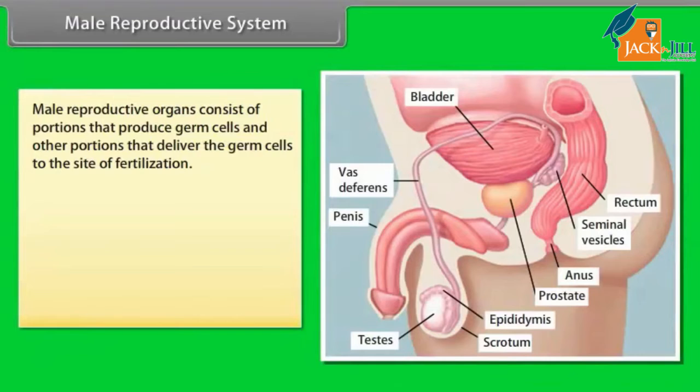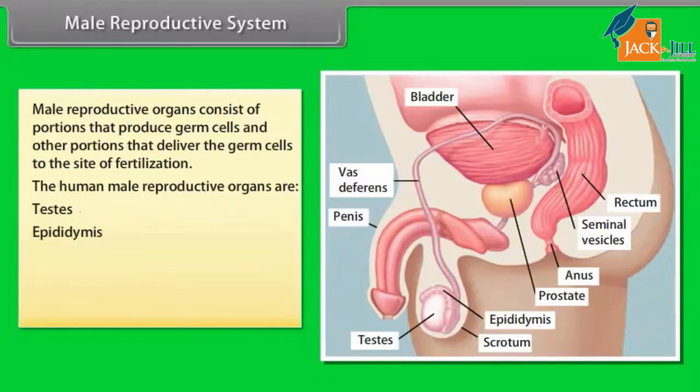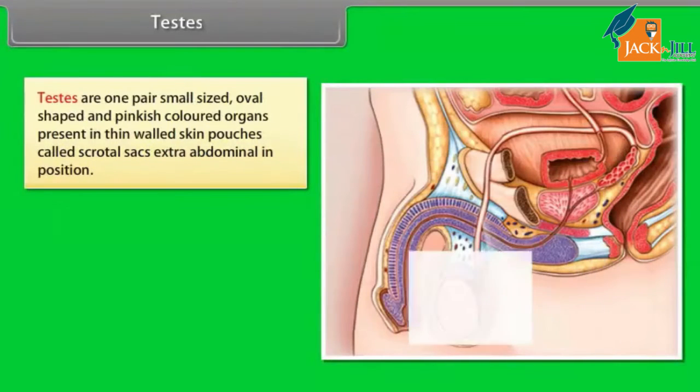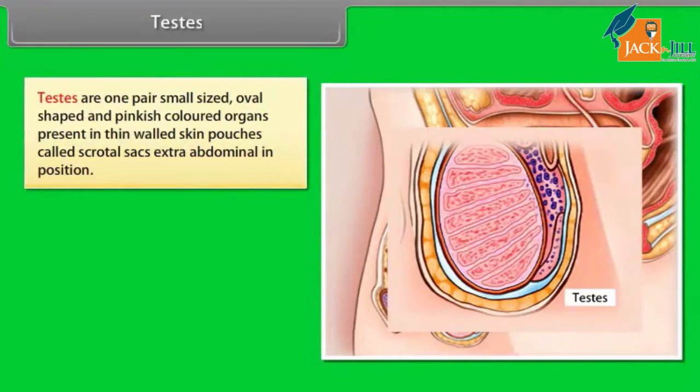Male reproductive system. Male reproductive organs consist of portions that produce germ cells and other portions that deliver the germ cells to the site of fertilization. The human male reproductive organs are testes, epididymis, vas deferens, urethra, penis. Testes. Testes are one pair of small-sized, oval-shaped and pinkish-colored organs present in thin-walled skin pouches called scrotal sacs, extra-abdominal in position.